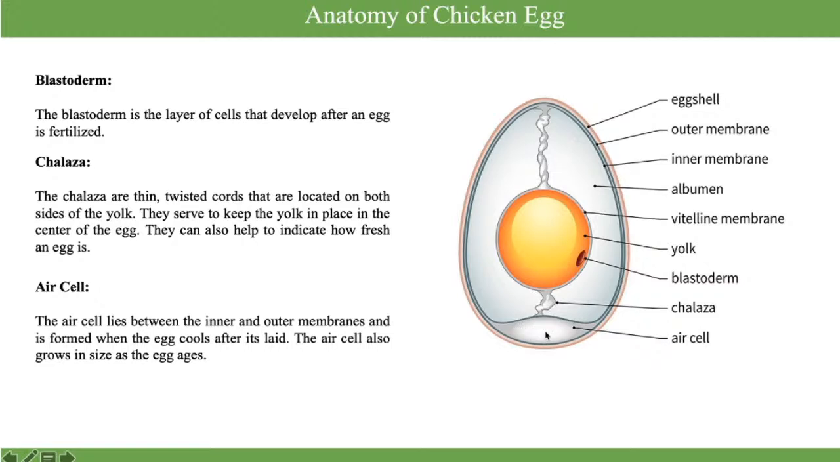When the hen lays an egg and it takes some time to cool down. The time between laying an egg and cooling it down, during this duration, this cell actually forms. You can also call it an air pocket. This air pocket enlarges during development as air moves through pores in the shell to replace water loss. So as the egg ages, this space increases.